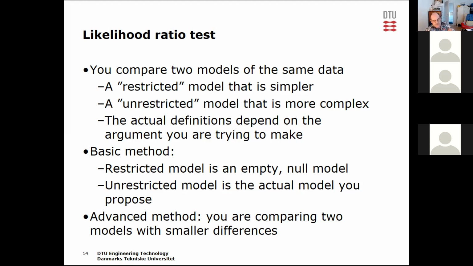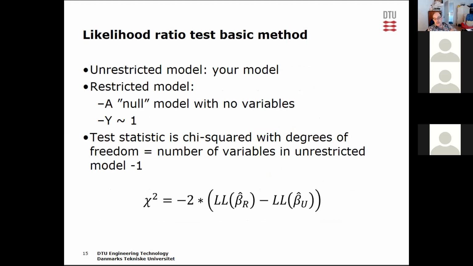So first, let's do the basic method. The basic method is going to be comparing our model to an empty model, the null model. The null model is our data without any variables, with just an intercept and a random component. That is a model that says, we don't know, stuff is just randomly happening.